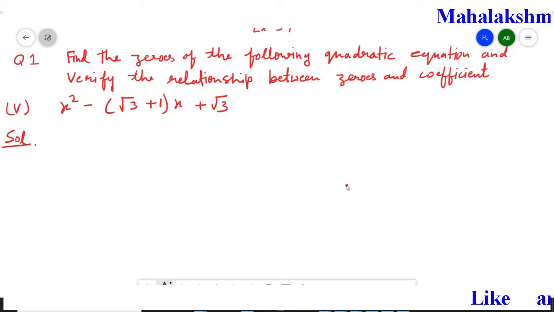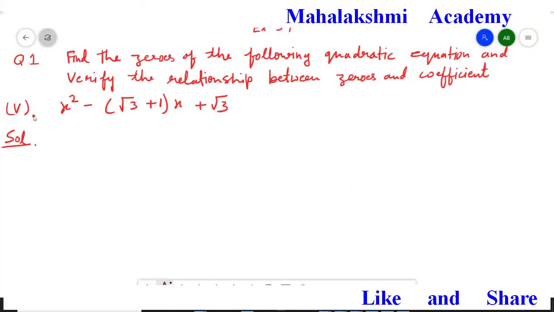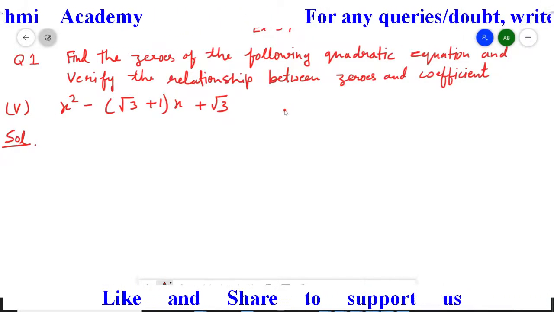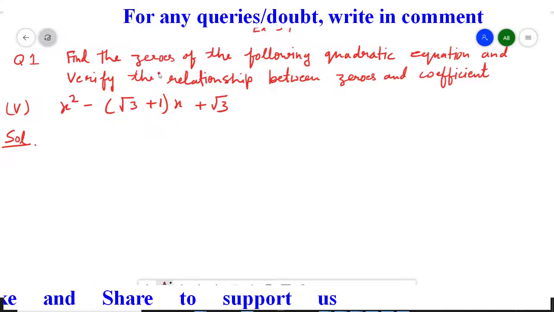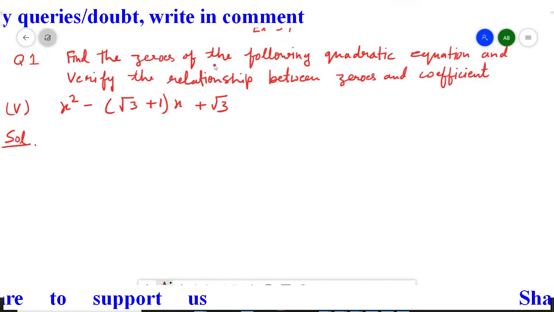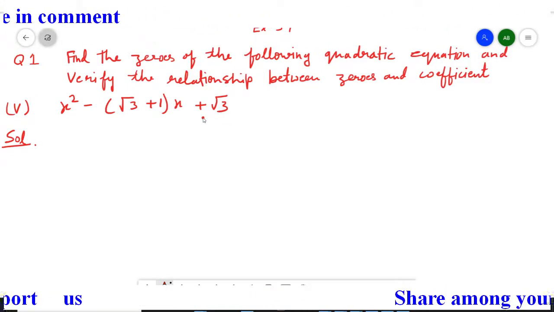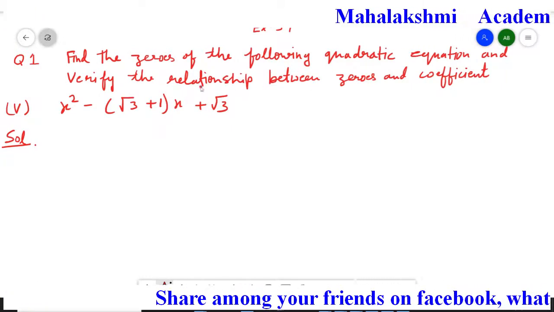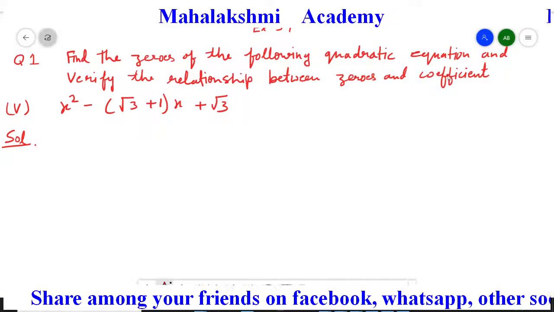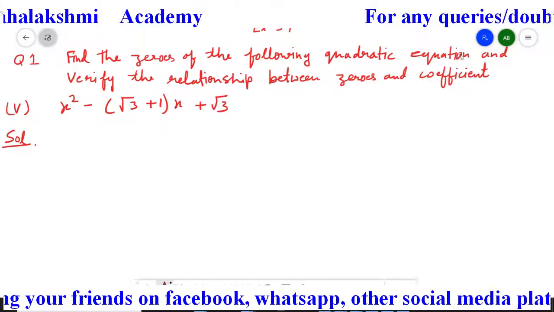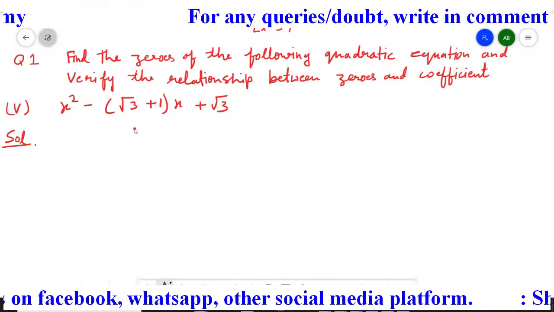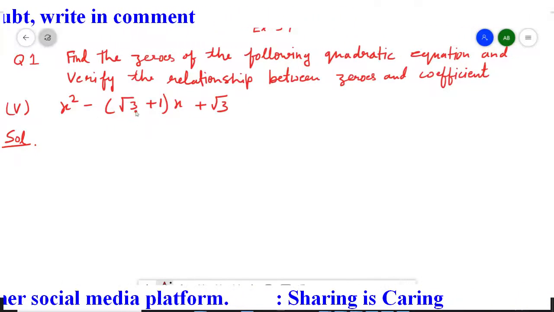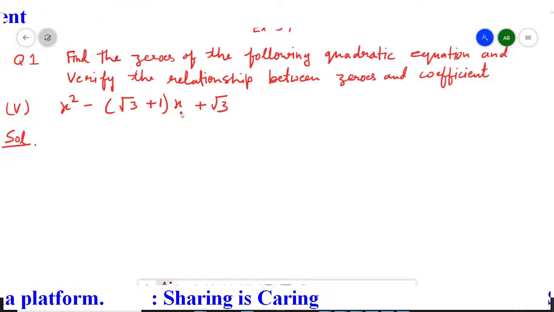Everyone, I am going to explain question number 1, fifth part from exercise 3.1, and this question belongs to 10th class maths. In this question, we have to find the zeros of a given quadratic polynomial and we have to verify the relationship between zeros and coefficients. So here the given polynomial is x square minus (root 3 plus 1) x plus root 3.